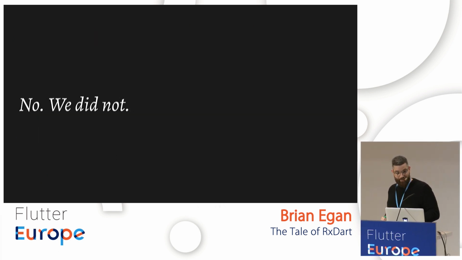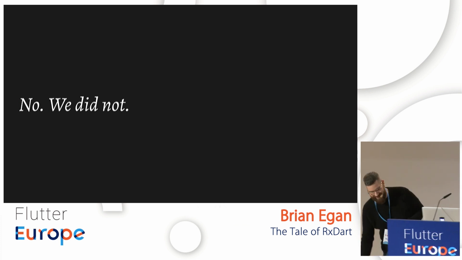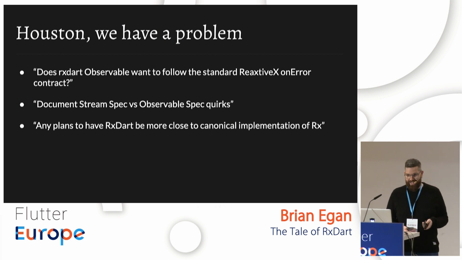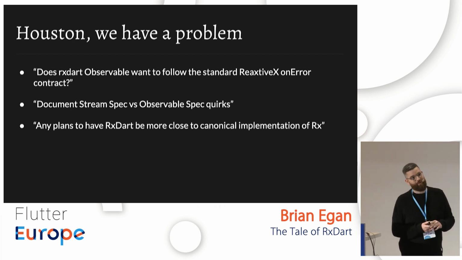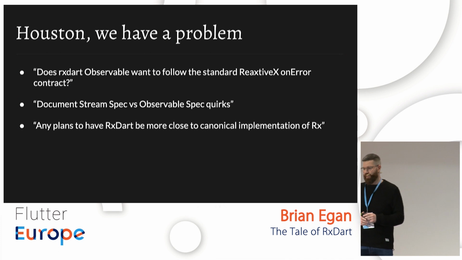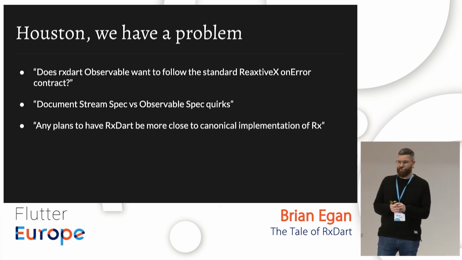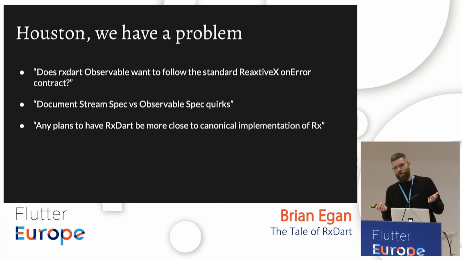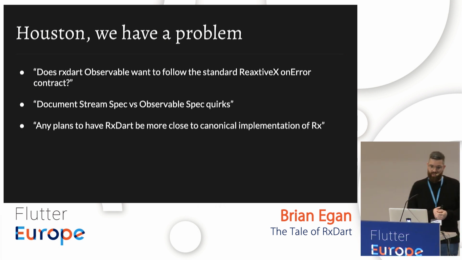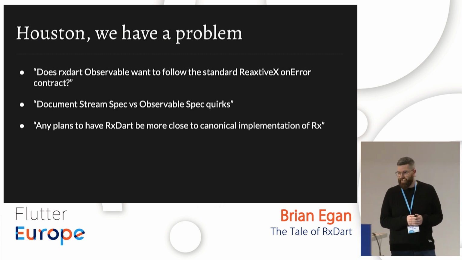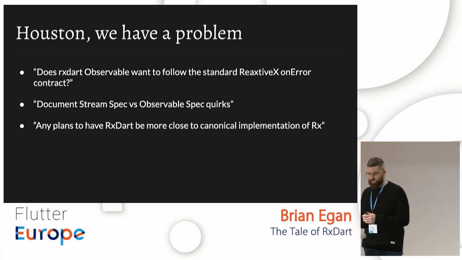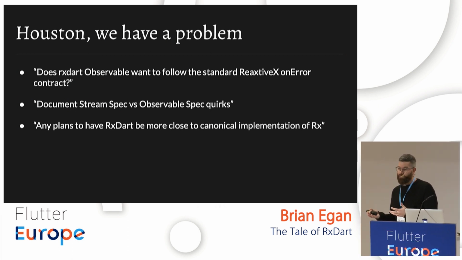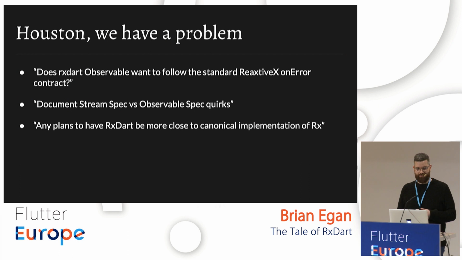All right, so did we make it? No, unfortunately we didn't. It's looking pretty good in general, but the one thing that we kept seeing is that people were super confused by this observable, and so we would get issues. These are direct copies of issues. Does RxDart observable want to follow the standard ReactiveX on error contract? Maybe, I don't know, that's a good question. Can you please document the stream spec versus the observable spec? Yeah, that's a fair thing, because we're calling this thing observable, but it doesn't behave like observables in other areas, so yeah, kind of confusing.